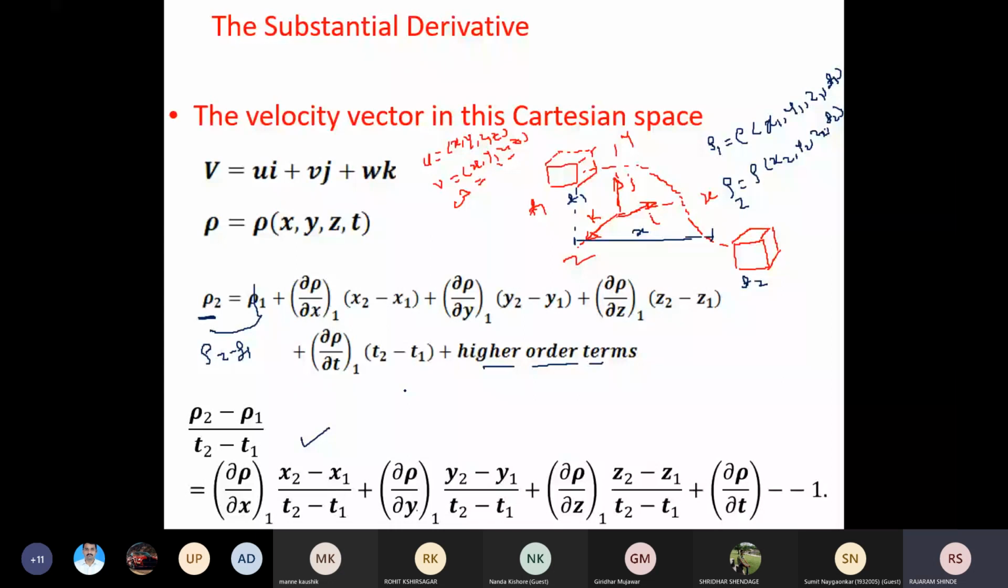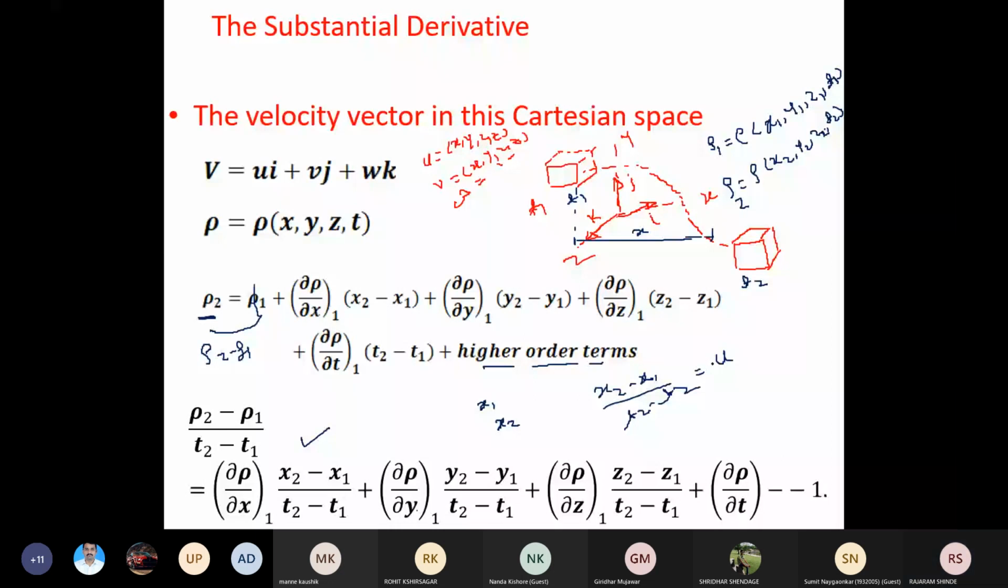Now see here, x1 is the initial position and x2 is the final position of the fluid particle. If I take x2 minus x1 and divide by t2 minus t1, it will result in the velocity in x direction, because it is displacement difference with respect to time. Okay, so you will get the velocity in x direction.